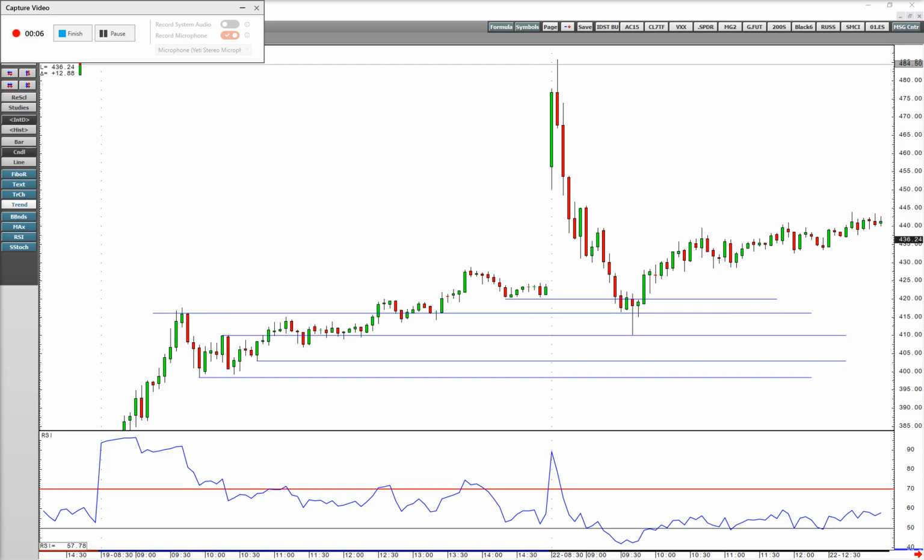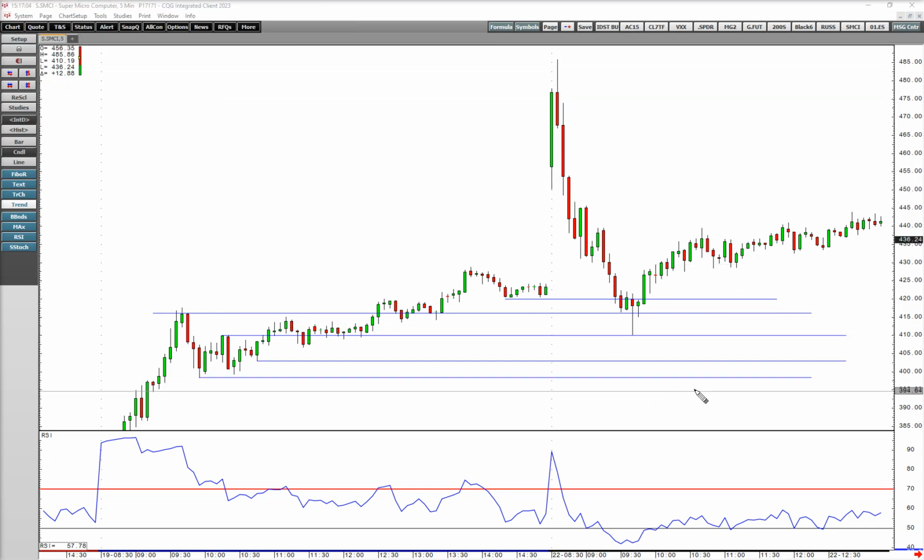I just wanted to go over the earlier video with SMCI and show you how it played out. So there we go. Again, the concept was SMCI is a day two runner, which means it ran hard on Friday, and we were looking for the pullback into Friday's range to buy. And I just drew some very simple support and resistance levels.